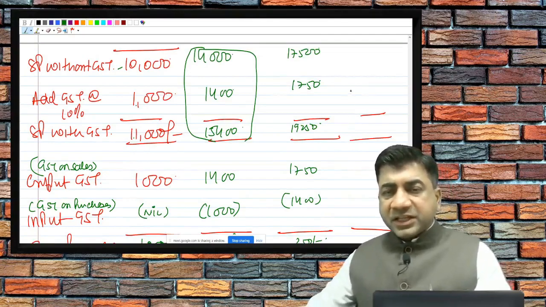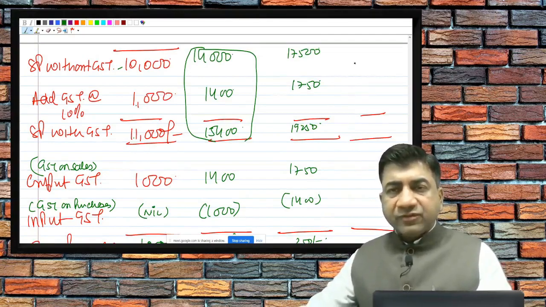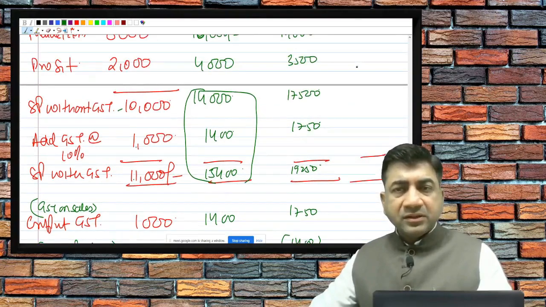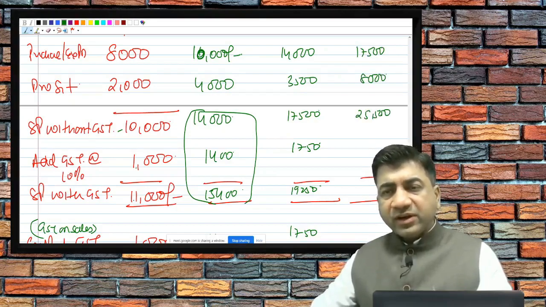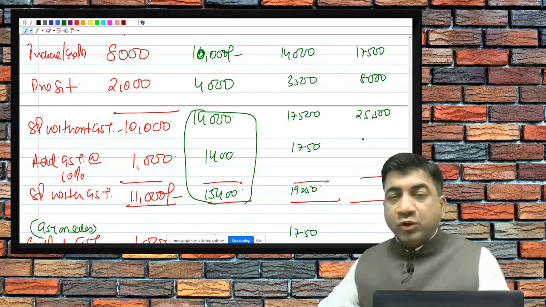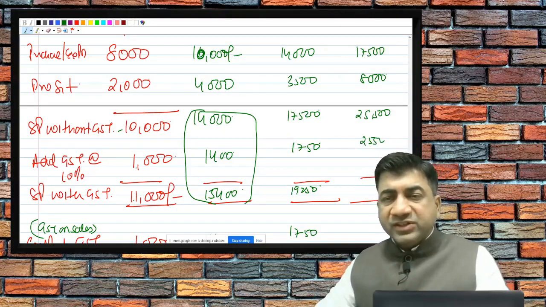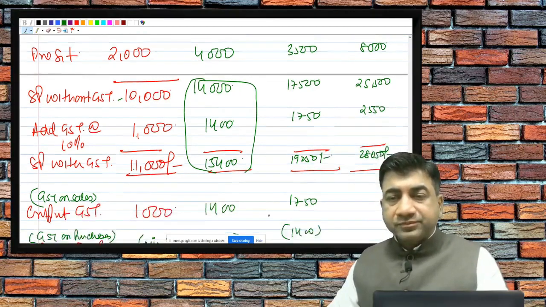Now here the purchase price will be, my dear friends, 17,500. 8,000 was the margin. 25,500. One more beautiful thing I'm going to tell you. 2,550. 28,050.